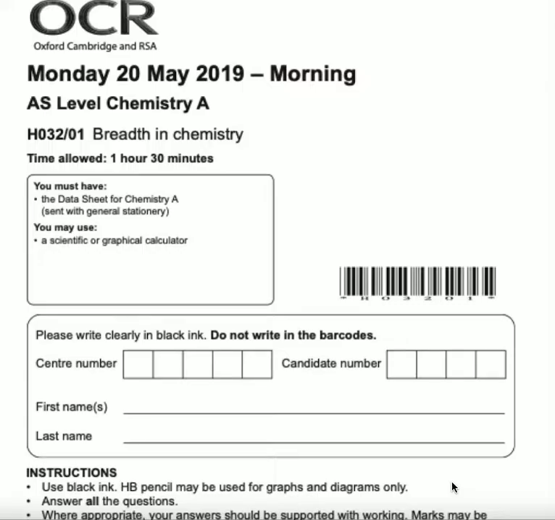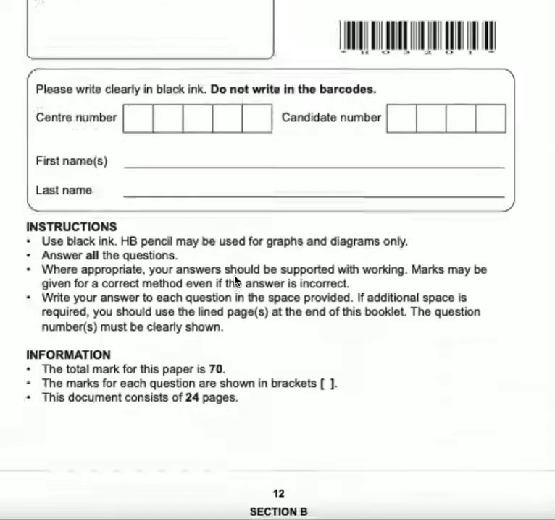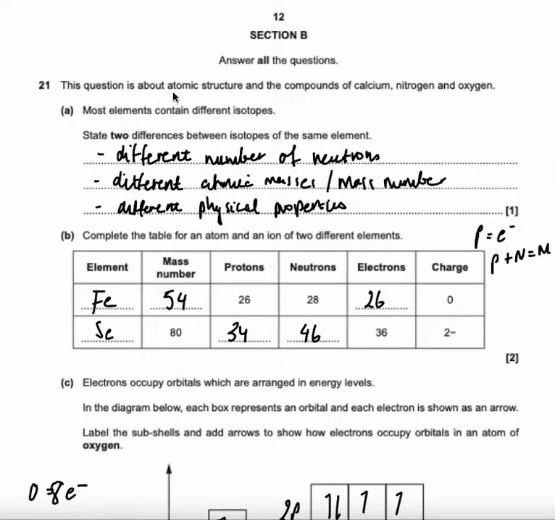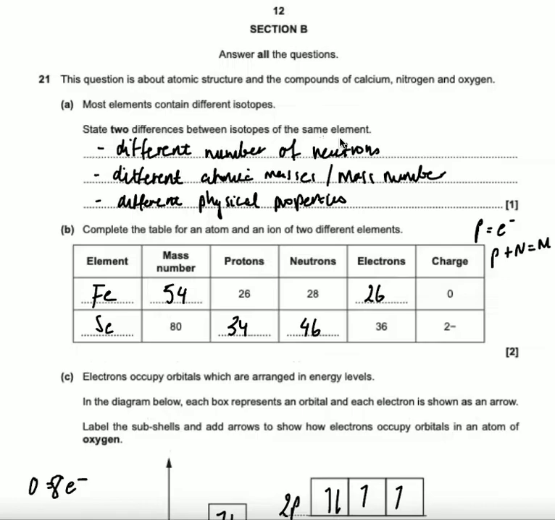We are doing the OCR Chemistry AS Level 2019, and this is Section B. So this question is about atomic structure and the compounds of calcium, nitrogen, and oxygen. Most elements contain different isotopes. State two differences between isotopes of the same element.